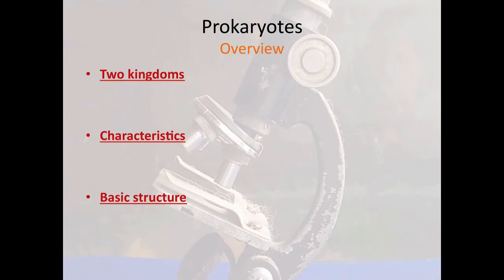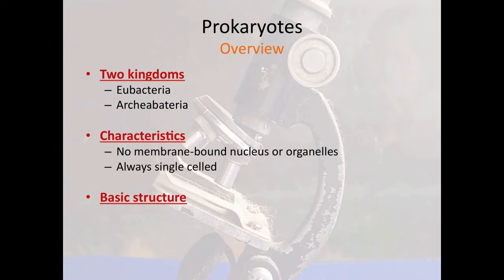Okay, overview of the prokaryotes. There are 2 kingdoms in the prokaryotes, the eubacteria and the archaebacteria. Characteristics of the prokaryotes are that they lack a membrane-bound nucleus or organelles. Organelles are small structures within cells that kind of act like our organs. They perform certain functions. And they are always single-celled.